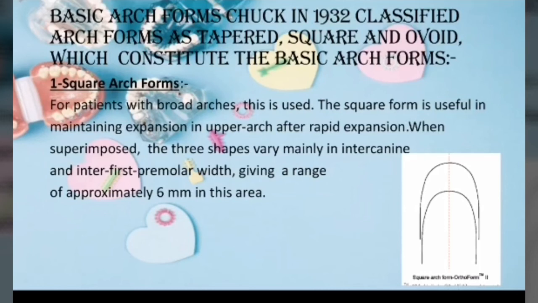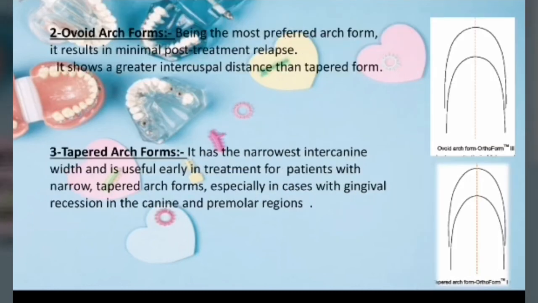Basic arch forms. Chuck in 1932 classified the arch forms into 3 basic arch types. Square arch forms: for patients with broad arches, this is used. The square form is useful in maintaining expansion in the upper arch after rapid expansion. When superimposed, the 3 shapes vary mainly in intercanine and interpremolar width, giving a range of approximately 6 mm in this area.